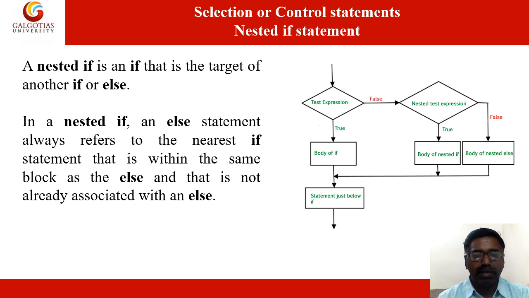In this flowchart, one if statement is given. In the false part it is targeting another if statement. This is called nested if. So the definition is given: a nested if is an if that is the target of another if else. In a nested if, an else statement always refers to the nearest if statement that is within the same block as the else and that is not already associated with an else statement.